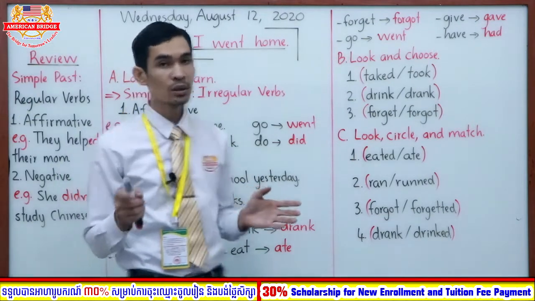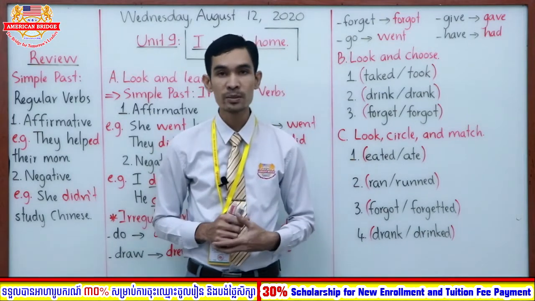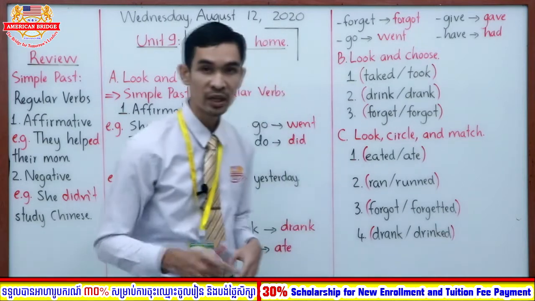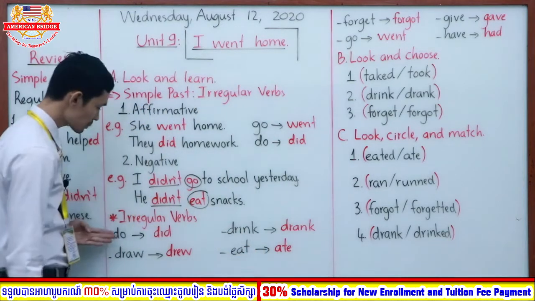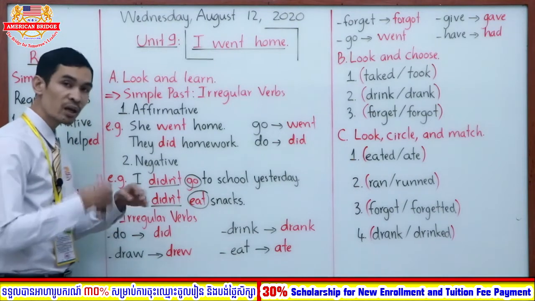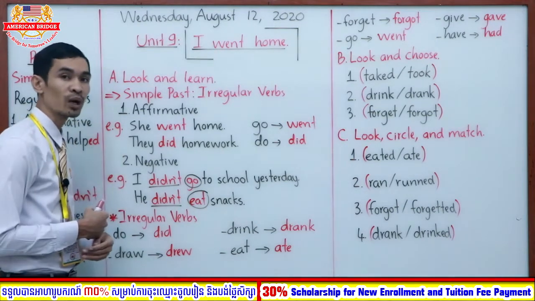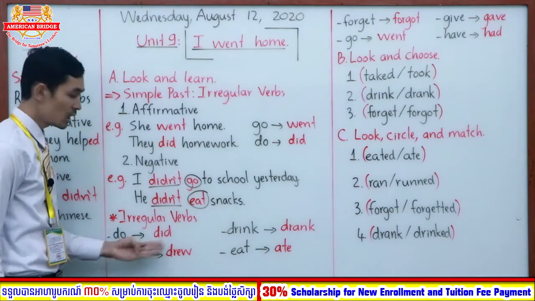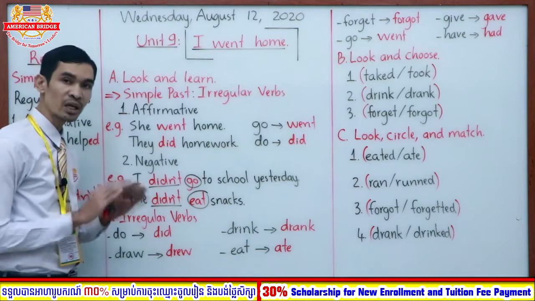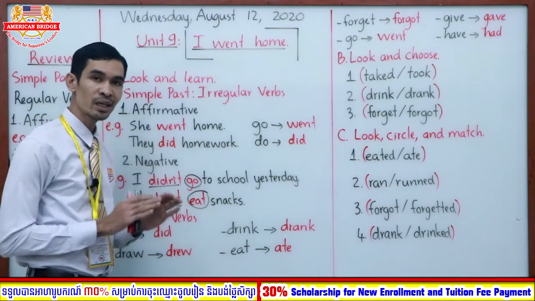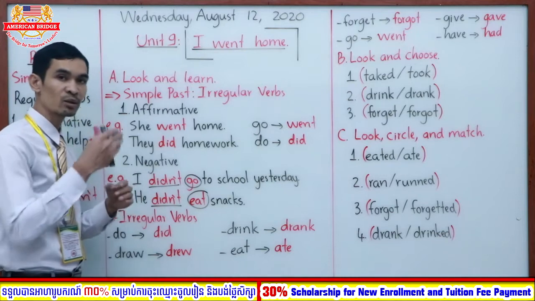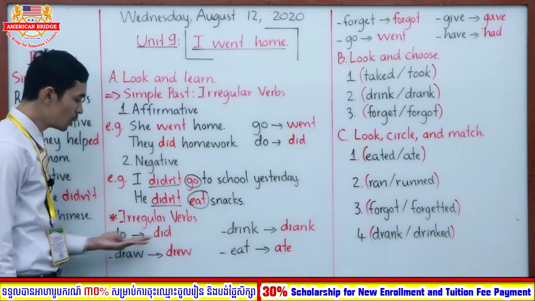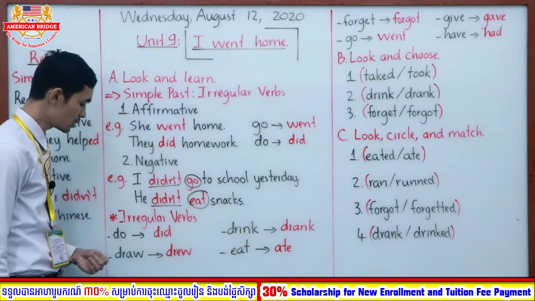Now I would like you to learn some irregular verbs, and you have to remember all of them. You can look at your books or you can look at here first. Irregular verbs mean the verbs that you have to change to another one, right? Example, do changes to did. You cannot add d, you cannot add ed, you cannot add ied. You have to change from one word to another one. Again, do, did.